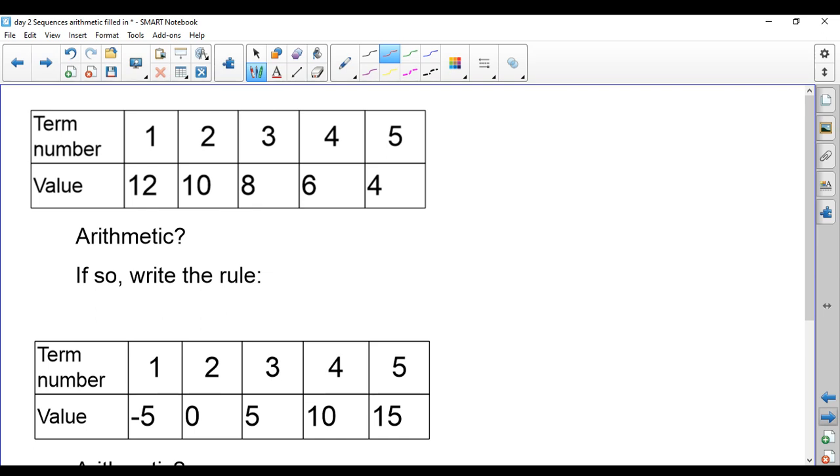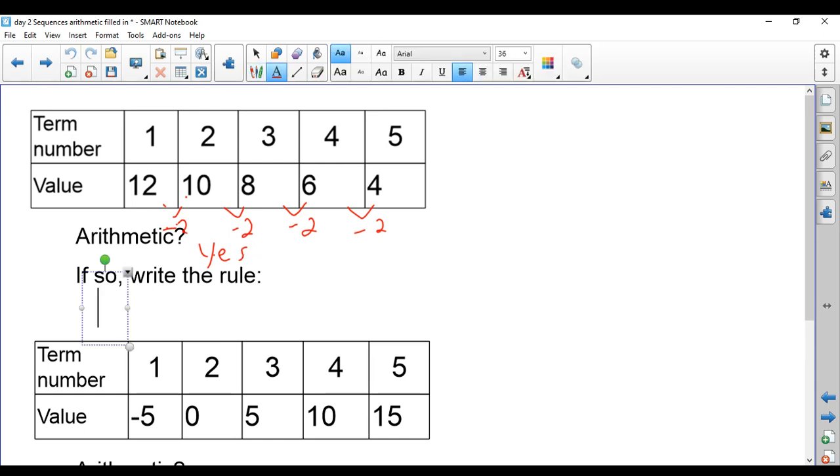Continue with these examples. In this one, we go 12, 10, 8, 6, 4. So we're not going up by the same number each time, but if we look at the differences, 12 to 10 goes down 2. 10 to 8 goes down 2. 8 to 6 goes down 2, and so on. This is a constant difference. A constant difference can be the same number added or subtracted. So yes, it is an arithmetic sequence.